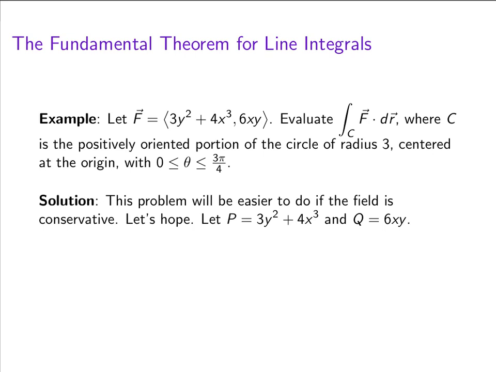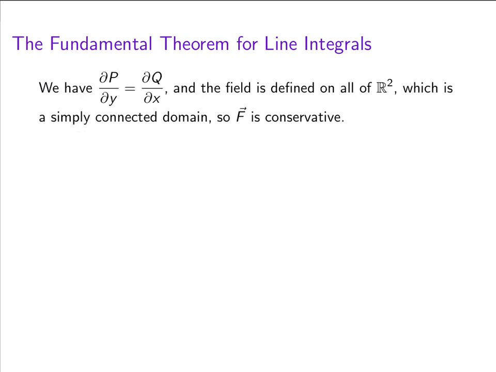So let's let P be the first component, 3y squared plus 4x cubed, and Q is the second component, 6xy. Now, if we compute the appropriate partial derivatives, dP by dy and dQ by dx, they're both 6y. Woohoo! That's a good thing. Notice also that the field is defined everywhere. That's a simply connected domain. And so, according to our theorem, the field that we started with is conservative. Great.